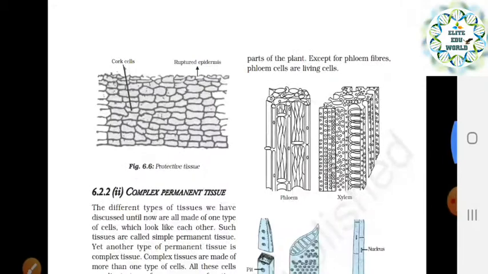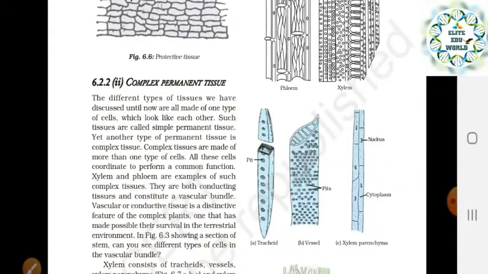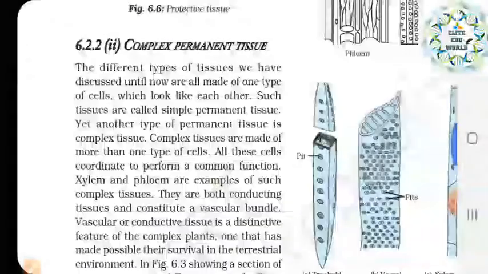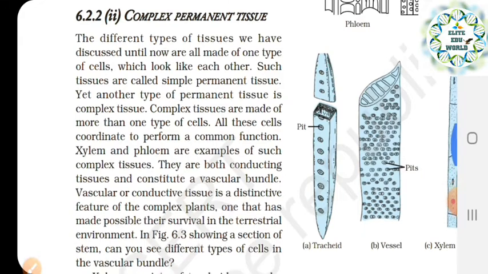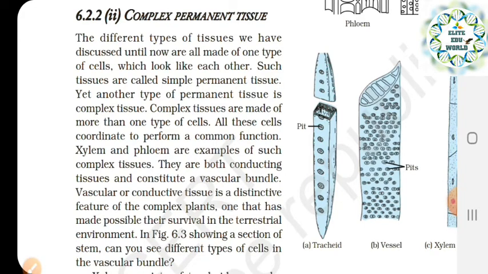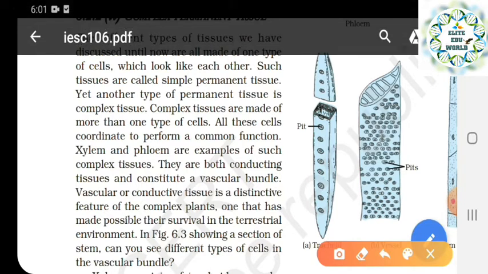As in the classification, this is the second type of permanent tissue. But why is it called complex permanent tissue? Because the tissues of this complex permanent type are made of different types of cells. In simple permanent tissue, it is made of the same kind of cell, but in complex permanent tissue it is made of different kinds of cells. The different types of tissues we have discussed until now are made up of the same type of cell, which is called simple permanent tissue. This was the very first type we have seen, and we have already finished it.